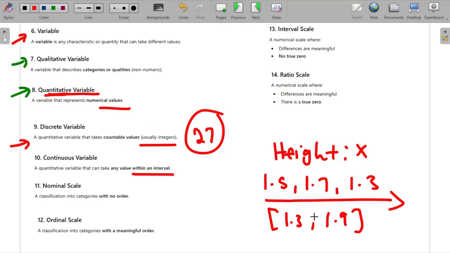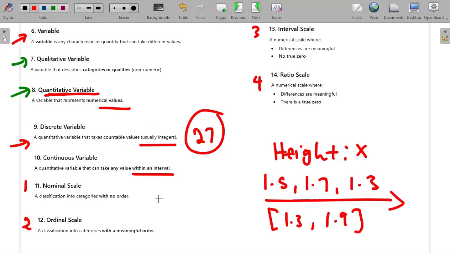Now, apart from the types of variables, we also have what we call the measurement scales. We have four measurement scales. The first one is the nominal scale, then we have the ordinal scale, the interval, and then the ratio. The nominal scale is a classification into categories with no order. For example, the colors of the rainbow. You're just going to say there is red, orange, yellow, green, blue, indigo, violet.